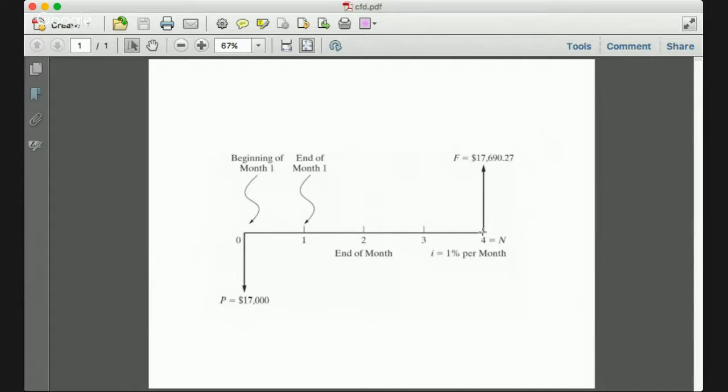At the end of month 4, for the lender, again, this is a lender's perspective, the lender receives a positive cash flow of $17,690.27. If this were the borrower's perspective, the borrower at the end of month 4 would pay out the total amount due on the loan, the $17,690.27. So it's important to know those elements of the cash flow diagram, and we've seen the other cash flow diagram there. So hopefully that's sufficient introduction.